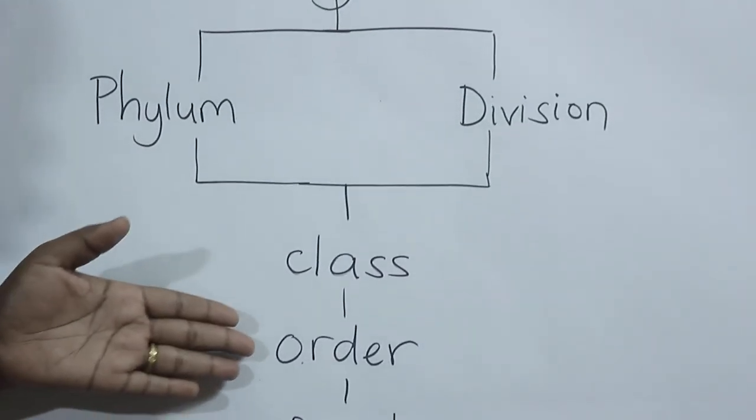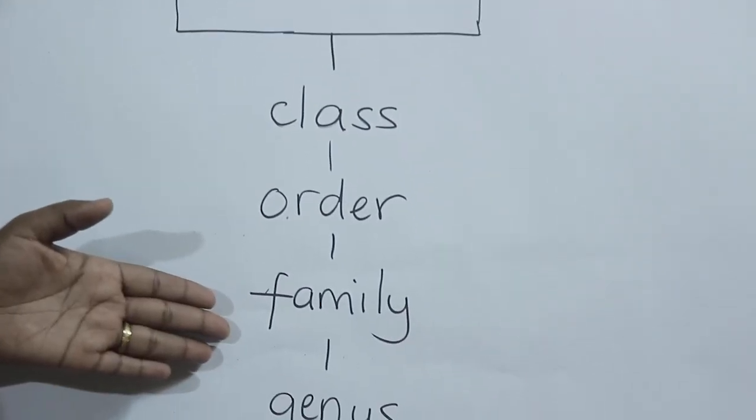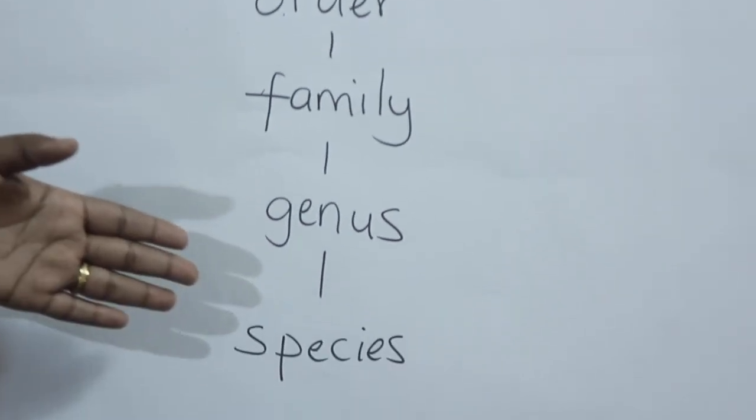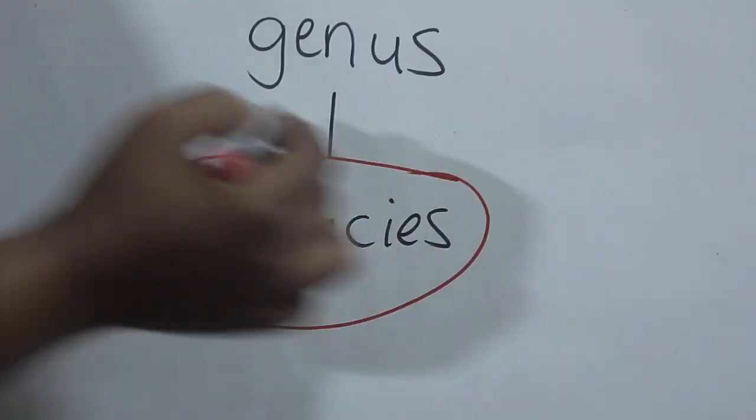And then from this level, we go to the class level, and then the order level, and the family level, and then the genus level, and then the species level. Now, the species level is the lowest level in this order of classification. And in this level, there are organisms which are least varied. And these organisms can interbreed to produce viable offspring. When I say viable offspring, I mean offspring which can also produce children of their own.